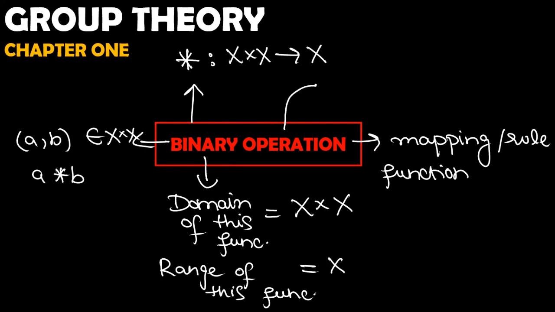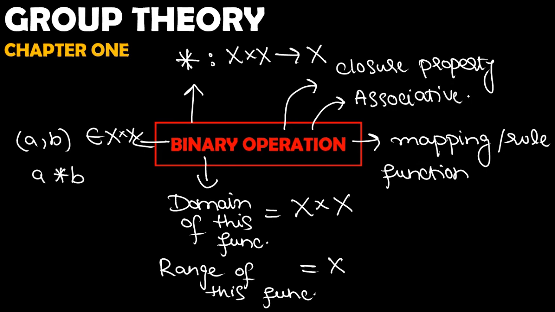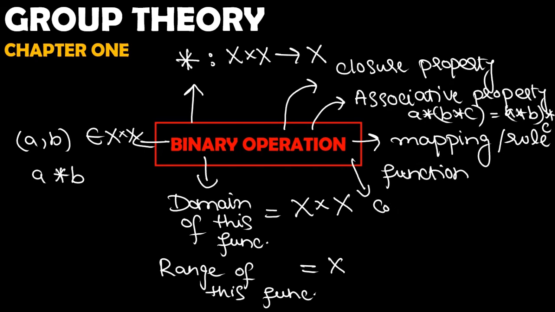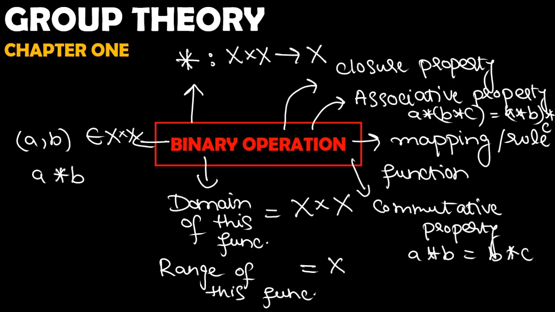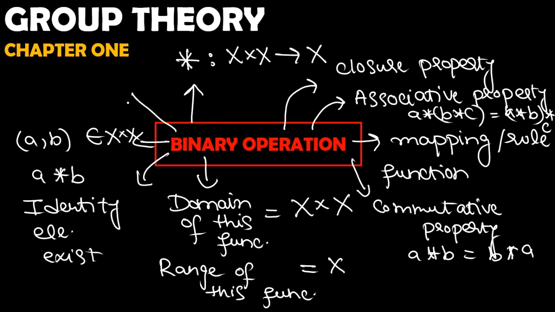Always remember, a binary operation satisfies the closure property and the associative property, and also satisfies the commutative property, meaning that A star B is equal to B star A. An identity element also exists, and the inverse of the element also exists.